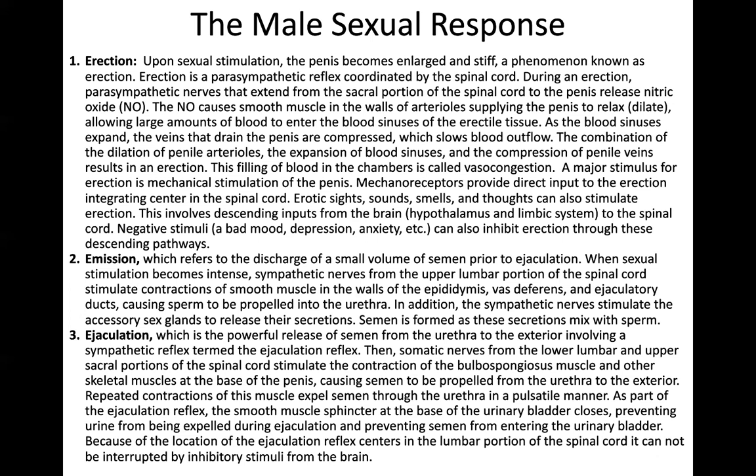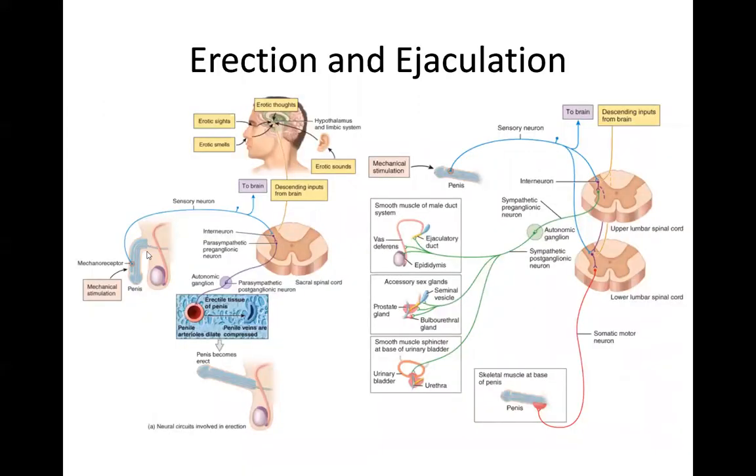Okay, this is also something that females experience in some of their reproductive structures. And a major stimulus for erection is mechanically stimulating the penis. So essentially direct stimulation, touching the penis in some manner. Those mechanoreceptors that are found in the penis provide a direct input to the erection integrating center in the spinal cord. And we can see that right here on the next page.